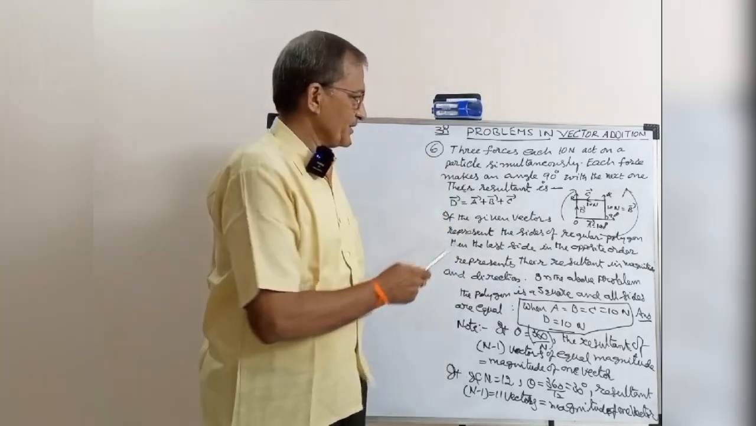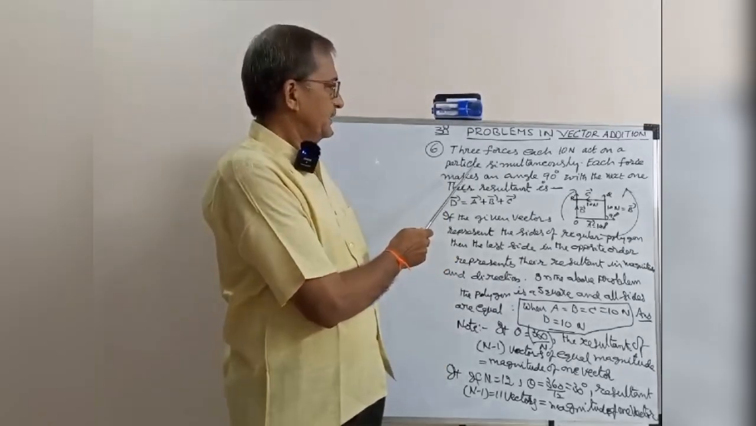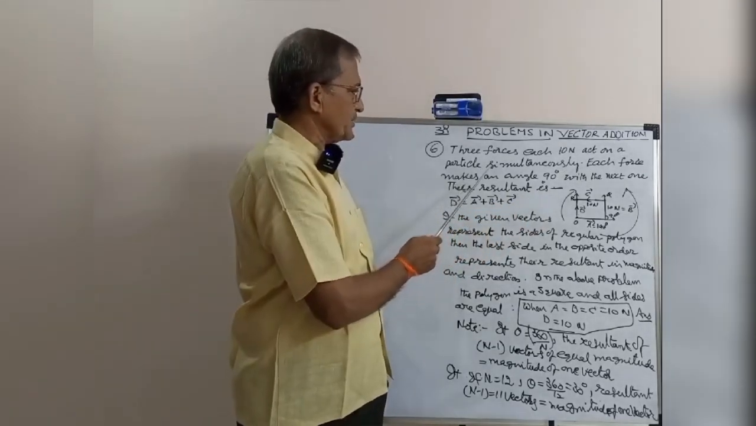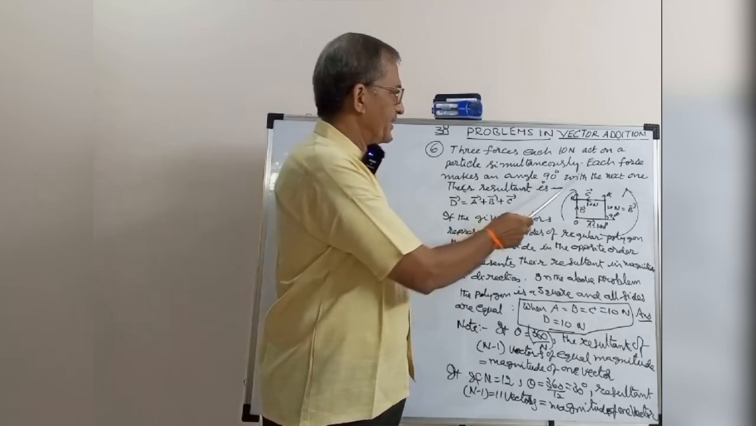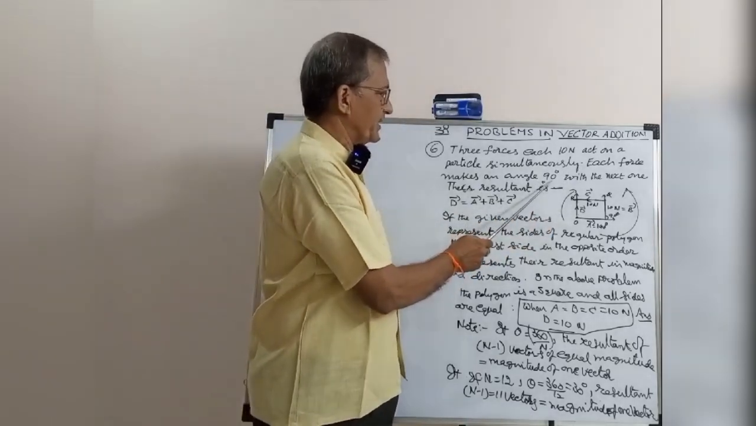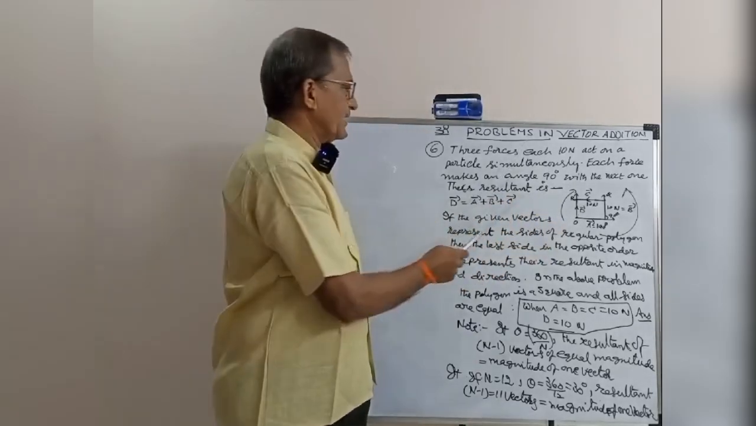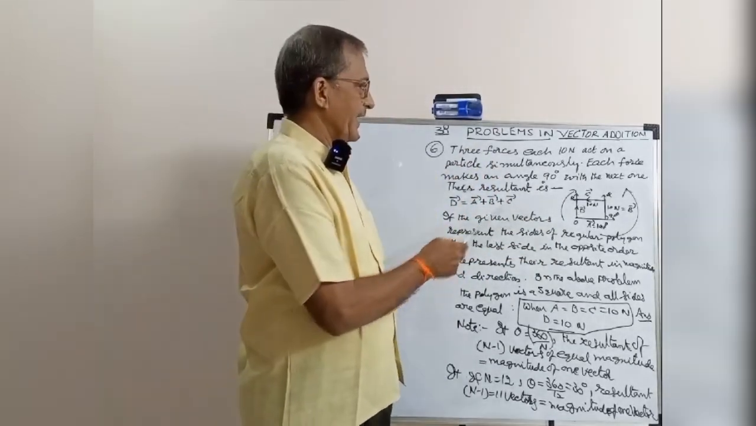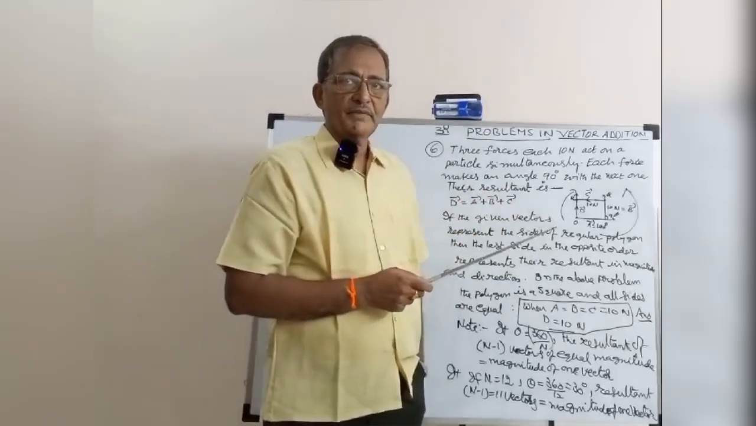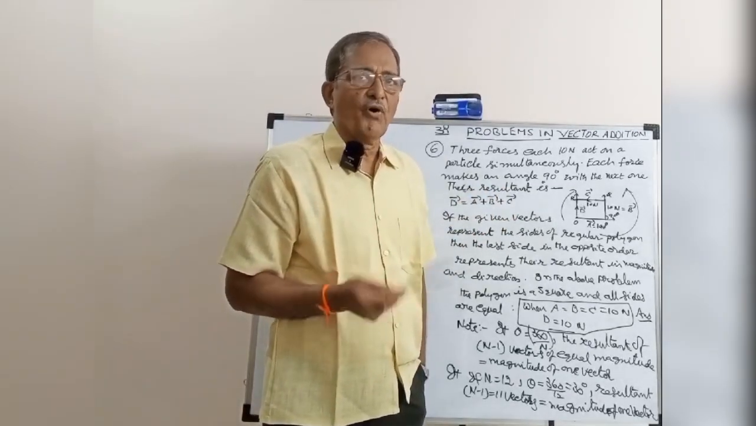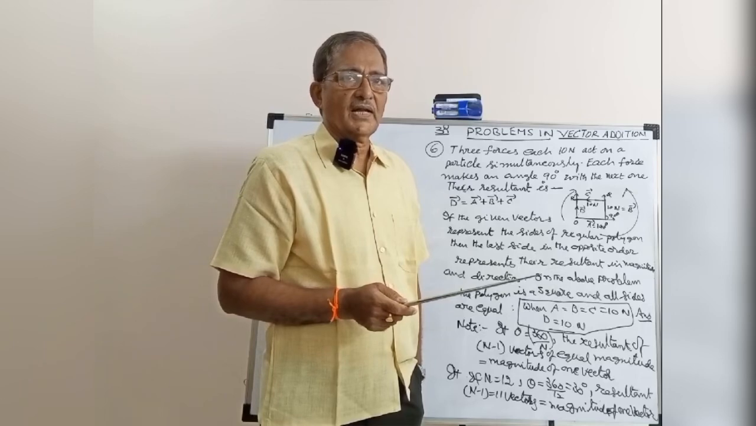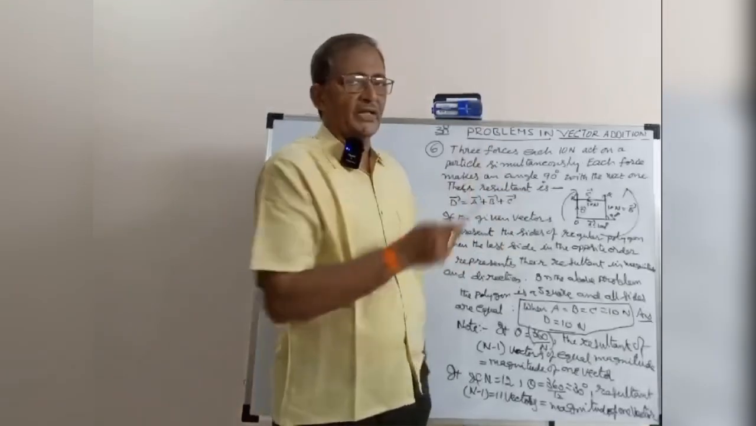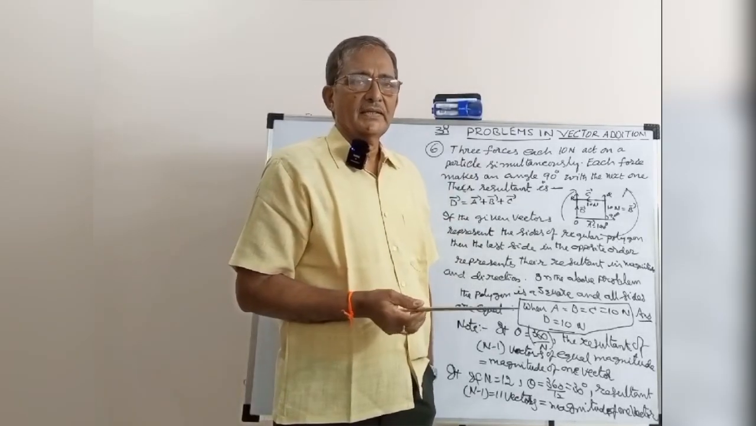Okay. Now, let us consider this problem. Three forces, each 10 Newton, act on a particle simultaneously. Then, each force makes an angle 90 degrees with the next one. The resultant is, this is the problem. So, the n minus 1 number is 3. Then what is the value of n? 4. So, we have to consider a quadrilateral. Because each force is 10 Newton, that is obviously a square.